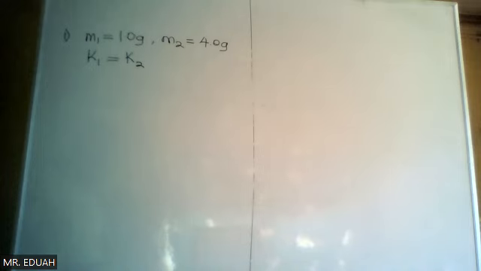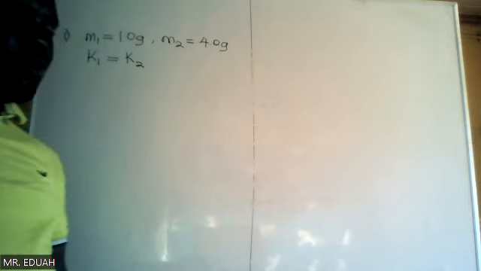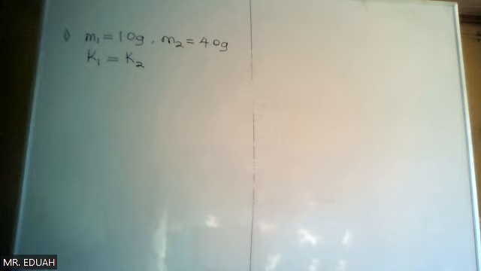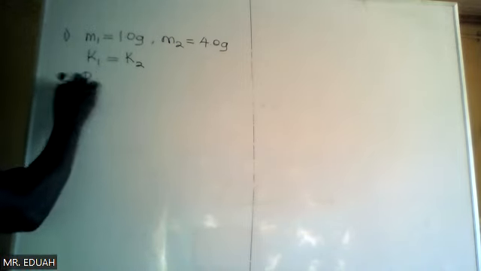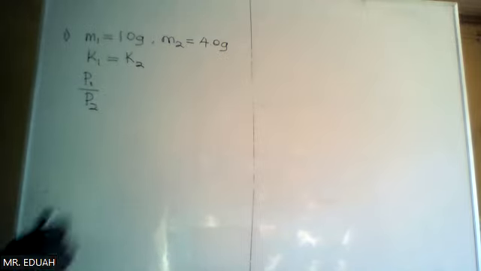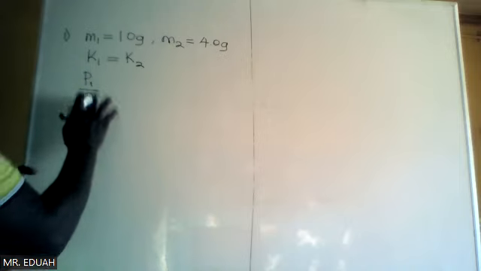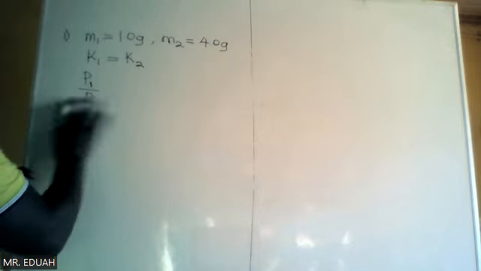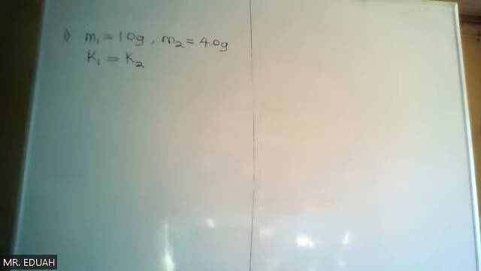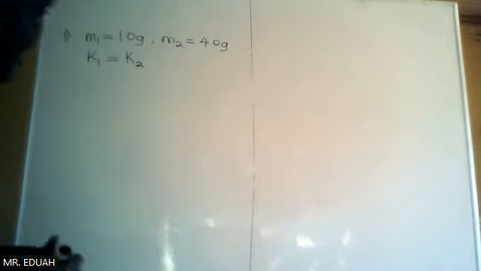The ratio of the magnitudes of their linear momenta. So they are looking for the ratio of their individual momenta. So P1 over P2 would give us the ratio. All that we are saying is that let the momentum of 1 be P1, let the momentum of 2 be P2. To get this, let us look at the relationship between momentum, kinetic energy and mass.